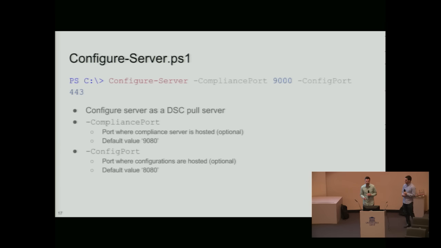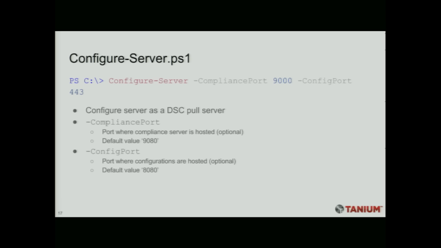So the two parameters that we support are the compliance port and the config port. The compliance port is the port that the server runs that listens for victims to check in to report how they are compliant with the various configs. And the config port, which is important because this is the port that the clients will actually reach out to, so they have to be able to connect outbound. And this is where the configs are being hosted by your server. And they both have default values.